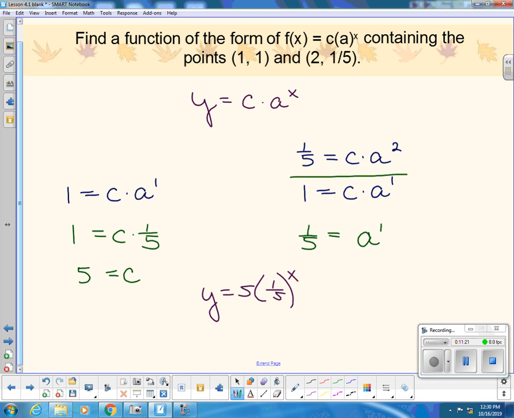That make sense? So they're just basically c a to the x or b a, whatever letters they give you. It's just a basic exponential. Divide them, find your a, and then plug it in and find your c.